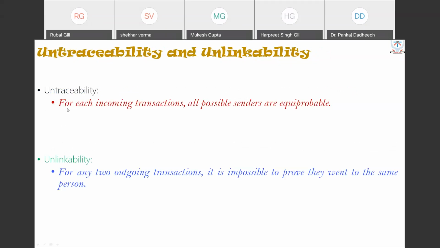So what I want is untraceability. For each incoming transaction, I don't want anybody to know who is the sender or who is the receiver. Unlinkability: for any two outgoing transactions, we should not know whether they are going to the same person. Nobody should be able to trace the sender. Nobody should be able to link a transaction with a receiver. So I want complete anonymity. Sender is not known, receiver is not known, how much money is going is not known, from whom it is going is not known, to whom it is going is not linked.